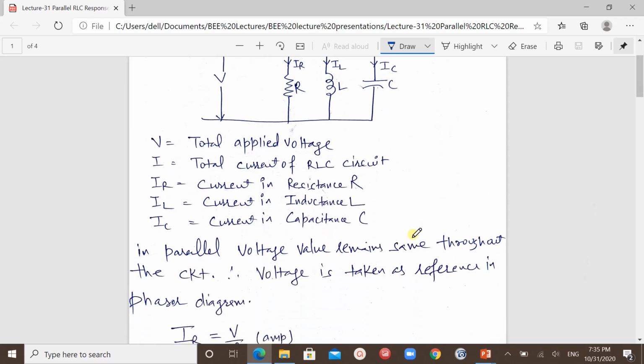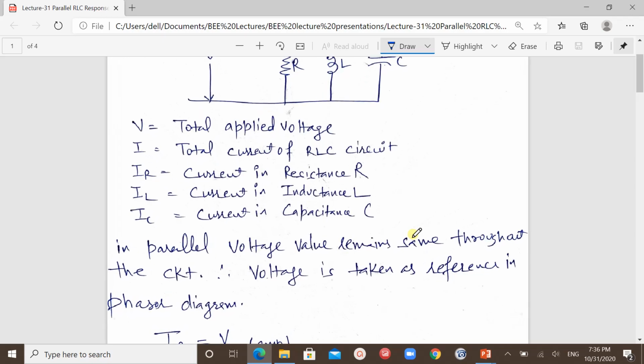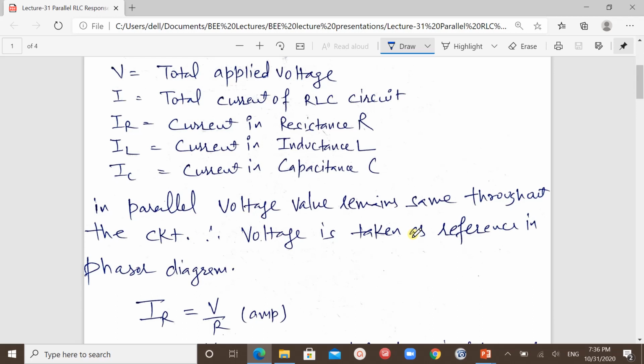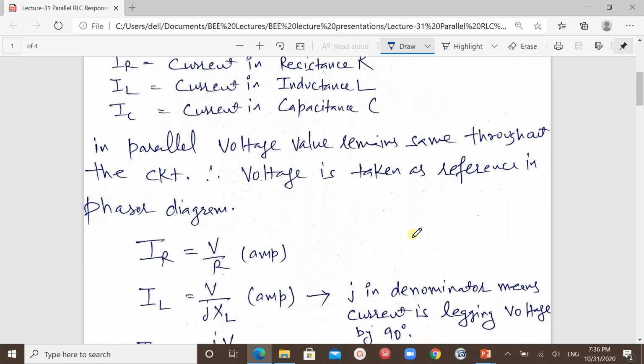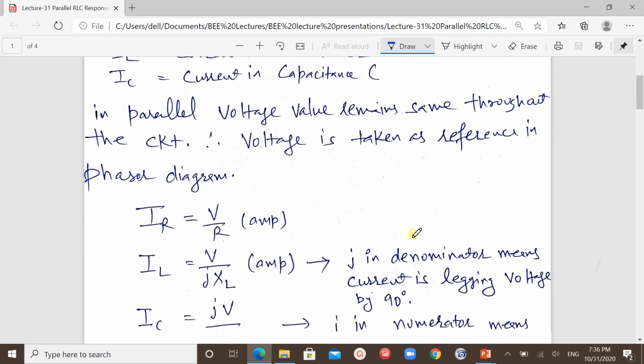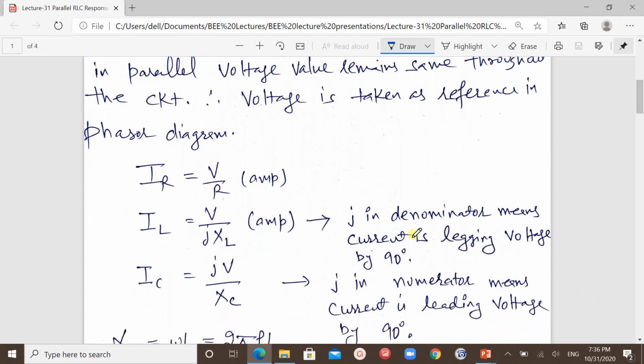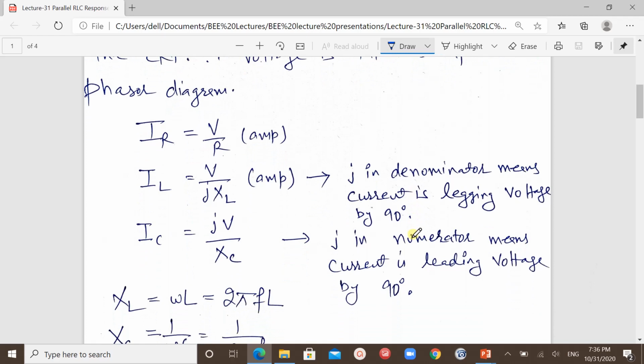As we know, in parallel the voltage value remains the same throughout the circuit, therefore voltage is taken as reference in the phasor diagram. This we have discussed in the previous video lectures also, and in a series circuit the current is taken as reference. So current IR is equal to V upon R, and the units are amperes, and IL is equal to V upon jXL, and IC is equal to jV upon XC.